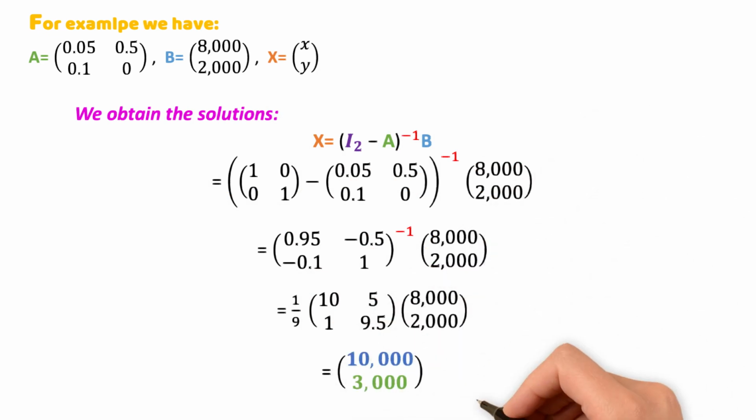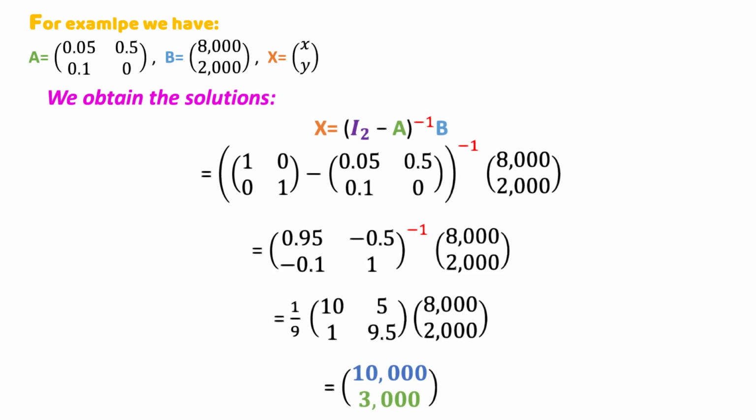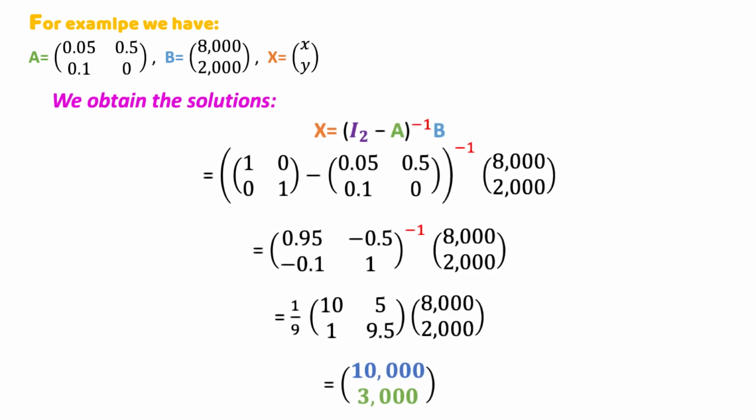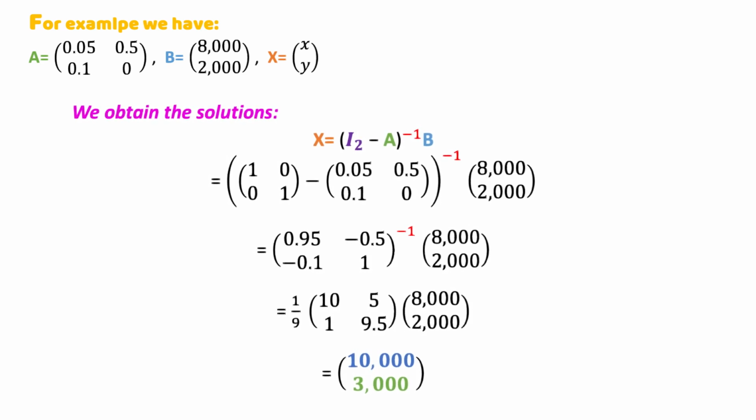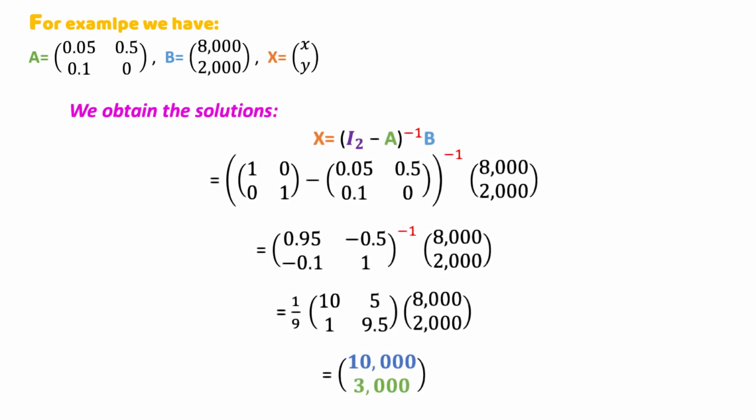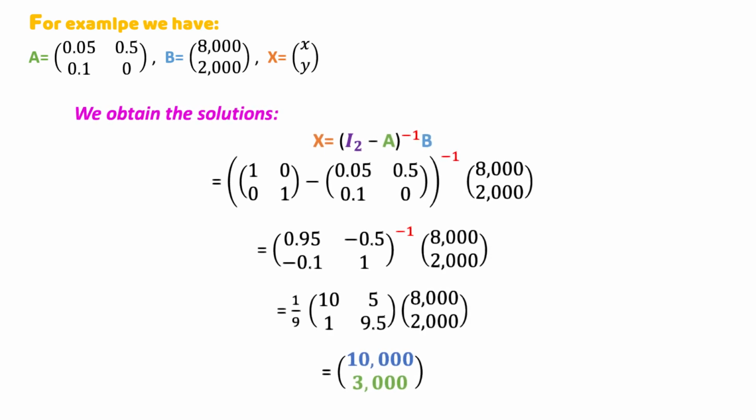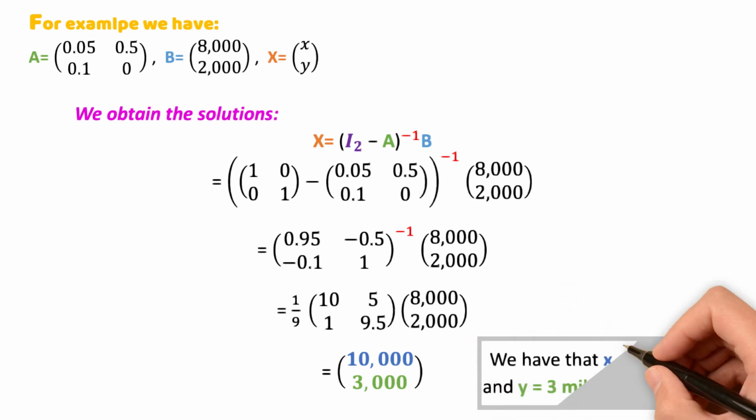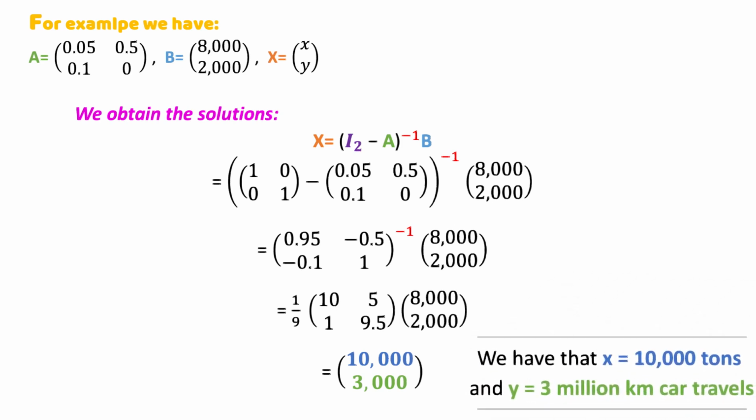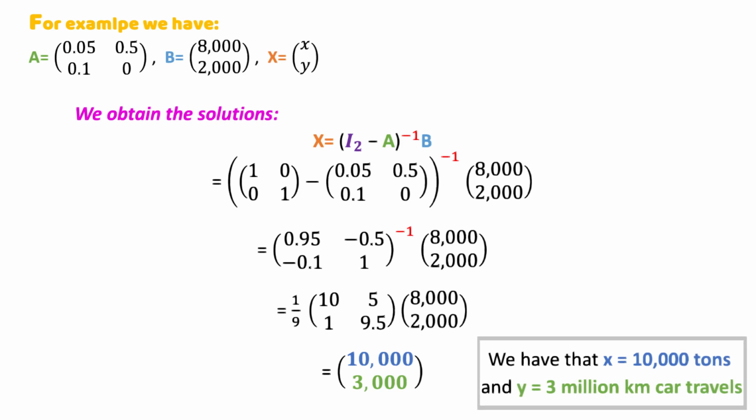So the next step is just to do all the matrix operations, and what we get at the end is that X equals 10,000 and Y is 3,000. So we have that X equals 10,000 tons of food and Y equals 3 million kilometers of car travel. That is because, at the beginning, we stated in the equations that it was going to be measured in thousands of kilometers that the car travels. So when we get 3,000, we just have to multiply 3,000 by 1,000 and we get 3 million.